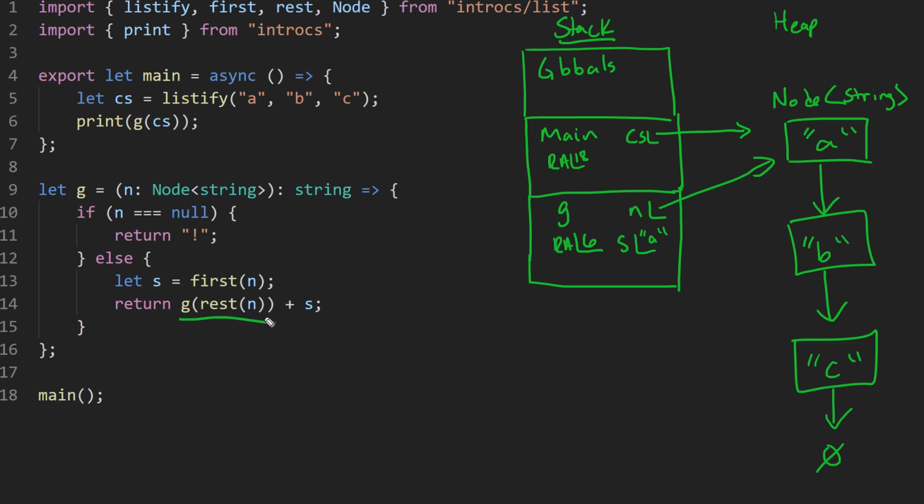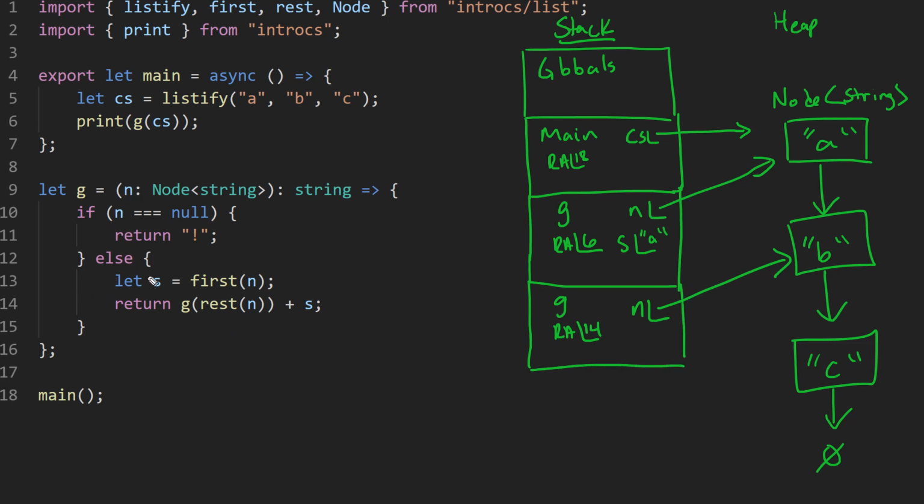Right, so we now reach a recursive function call. And before we know what to return from this call to G, we need to go evaluate the next call to G. So G is going to have a return address of line 14 here. And the parameter N is whatever rest of N is in the frame we're coming from. So N in the frame we're coming from was starting with A. So the rest of that list is the node B and what follows it. So we set up our frame, we're ready to jump in.